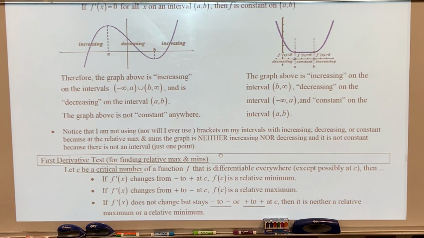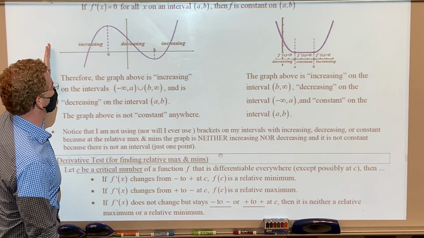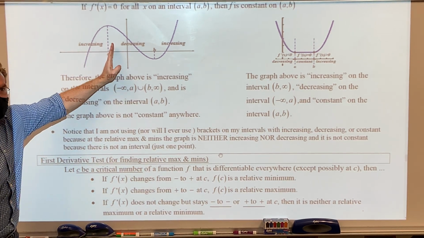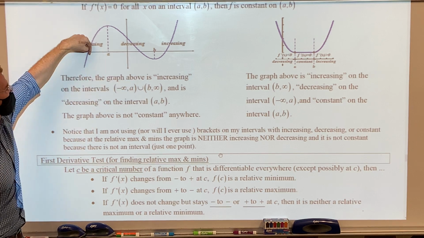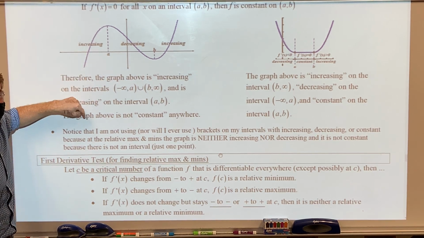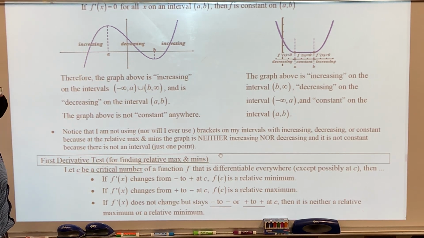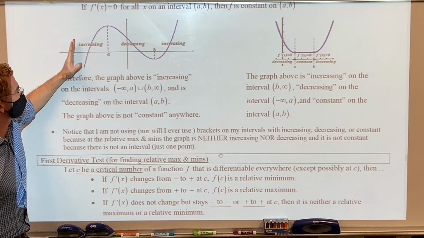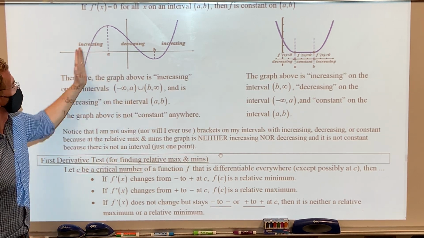So hopefully you know that we are increasing from negative infinity to a, right? And I'm not saying negative infinity because it's going down. I'm saying negative infinity because what? Left. I'm coming in from the left, right? So I'm coming in from the left to a, increasing.